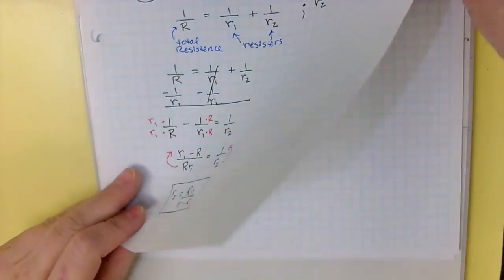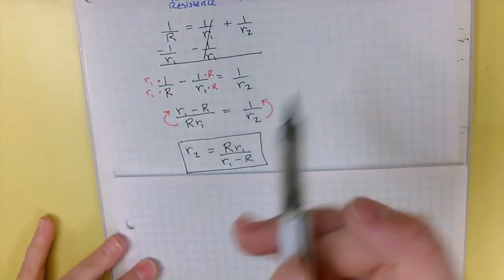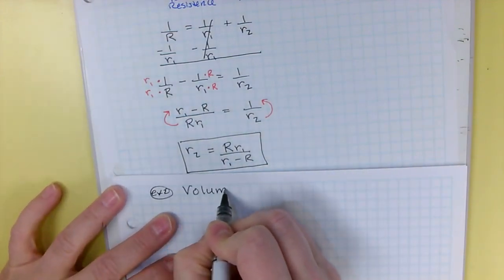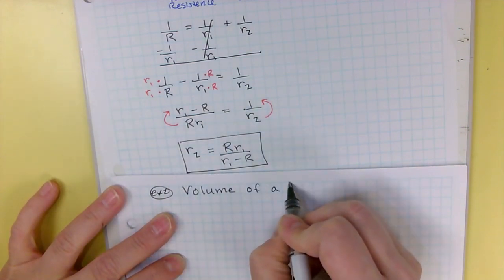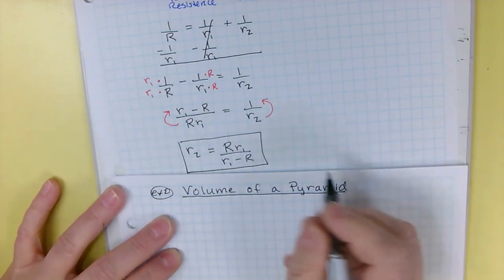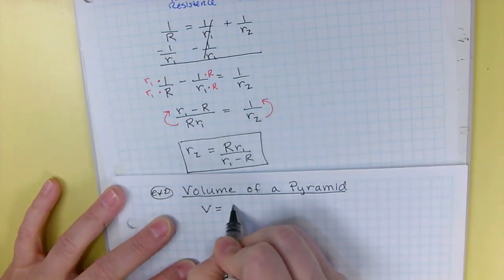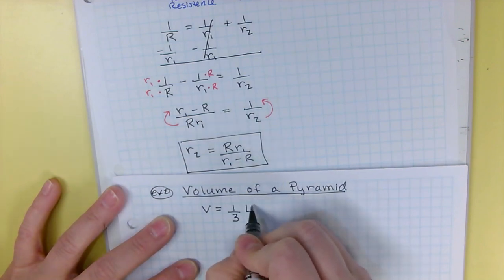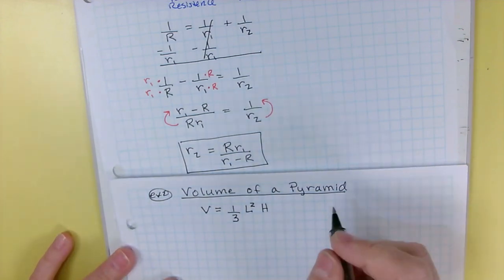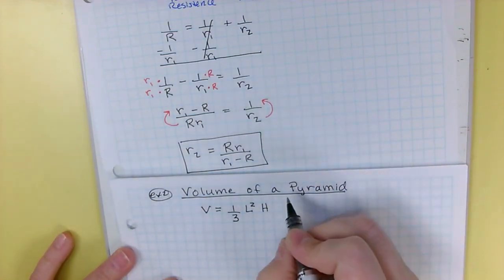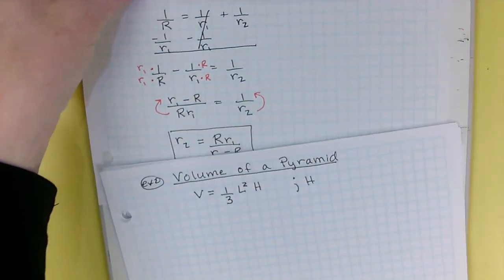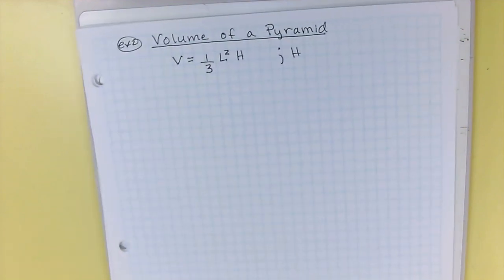All right, so that's one of the formulas you're going to come across on your homework. Okay, example 2. Another formula that they throw at you is the volume of a pyramid, which is capital V equals 1/3 capital L squared H. Now, what's interesting about these formulas is you don't actually have to understand the formula to solve for it.